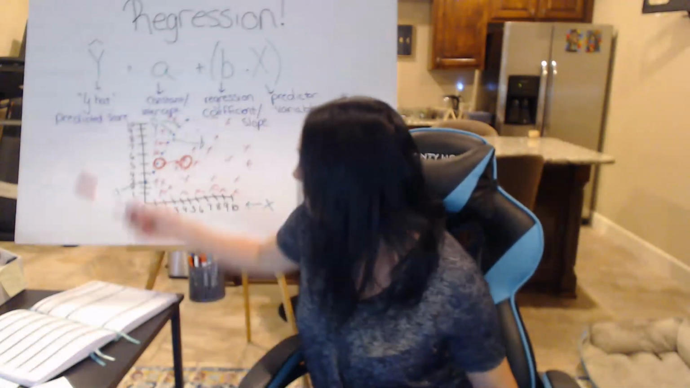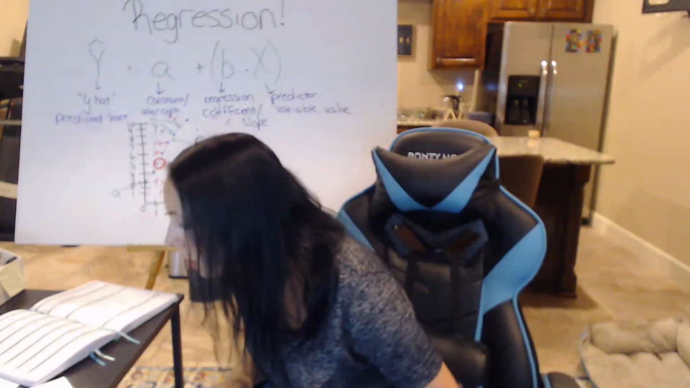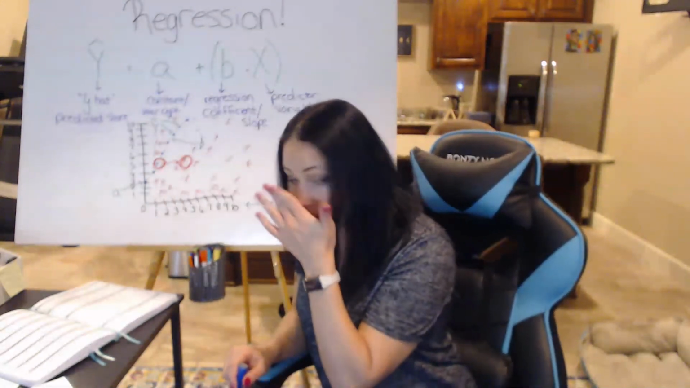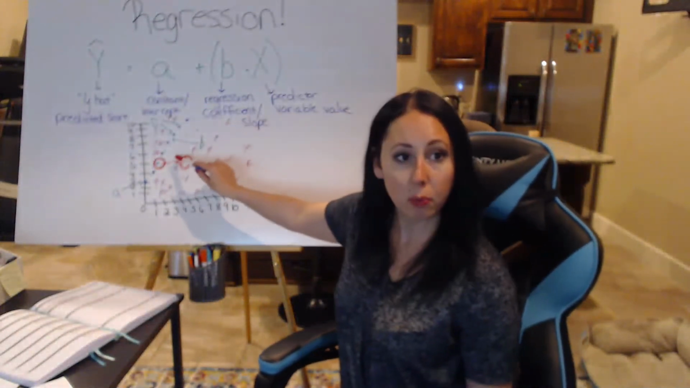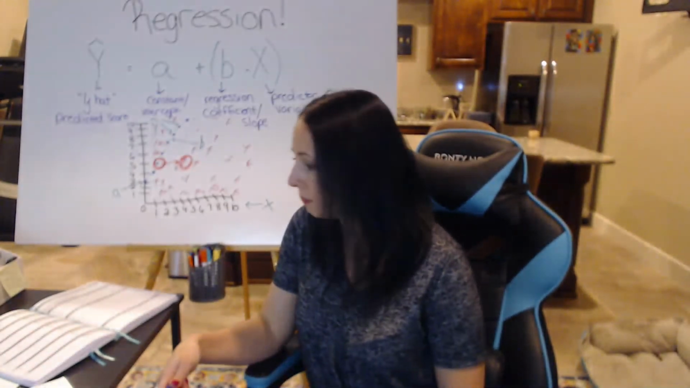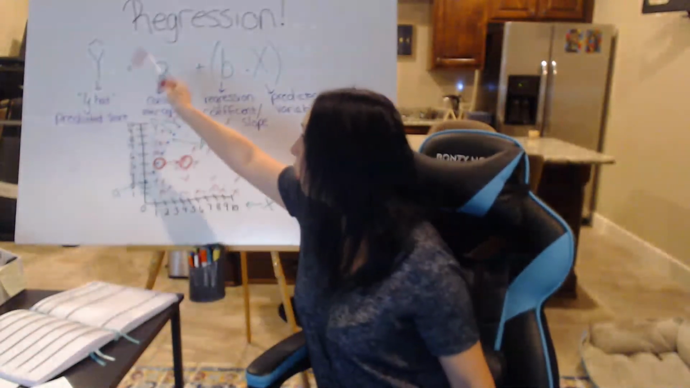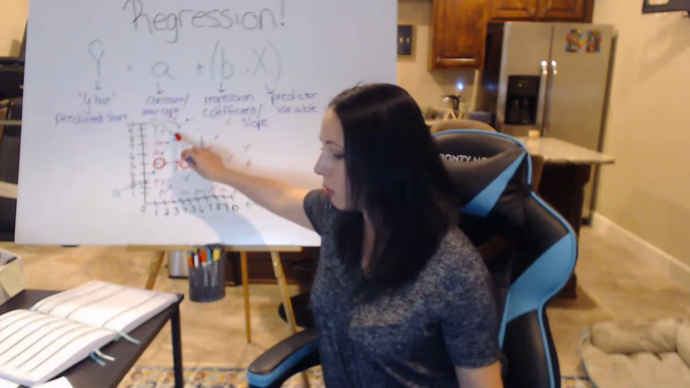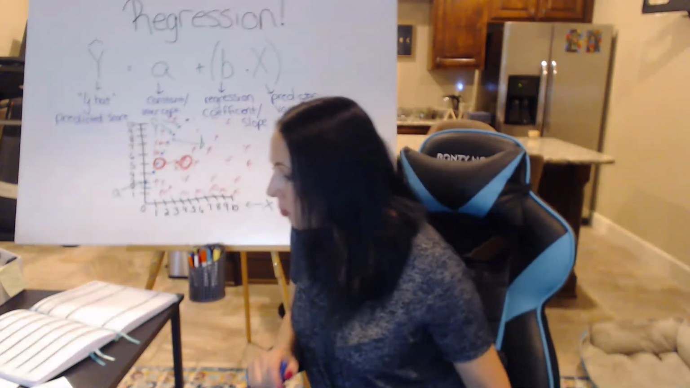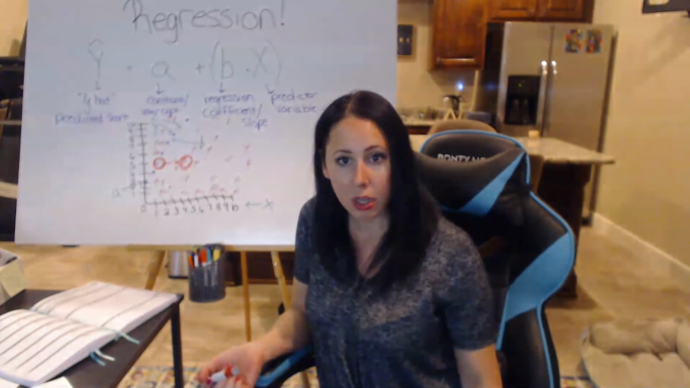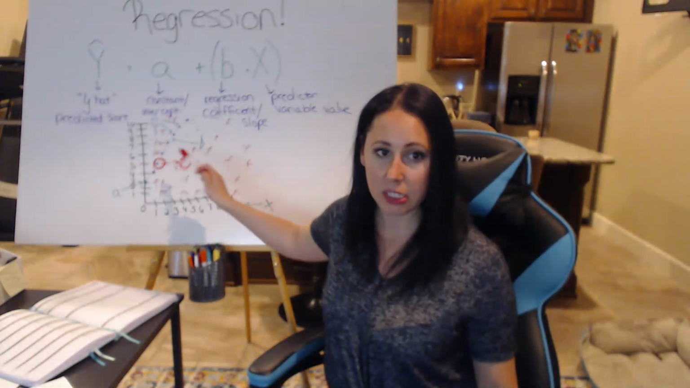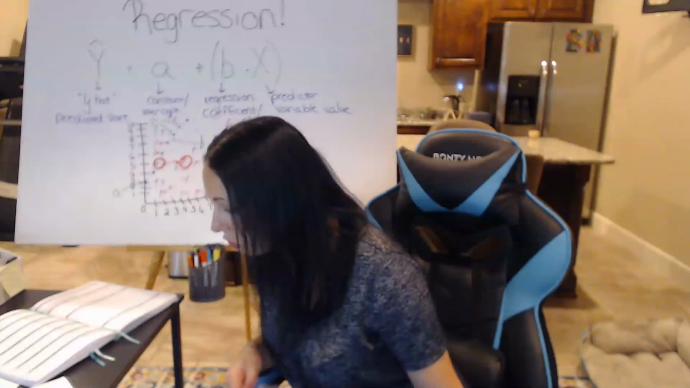Okay. Let me make sure I've covered all the terminology. So your constant is A, that is your fixed value or your starting point. Your regression coefficient is B, that's your slope. Your X is your predictor variable, your independent variable. Your Y is your criterion variable, your dependent variable. Your Y hat is your predicted score. Again, the regression line is how much the line will move up for each point you move over. And your error is your difference between your predicted score and your actual score.